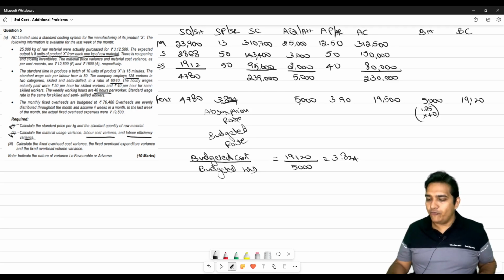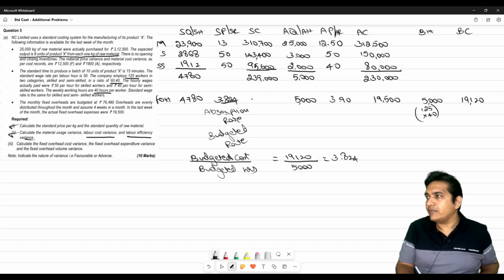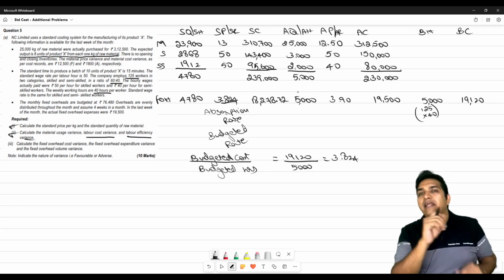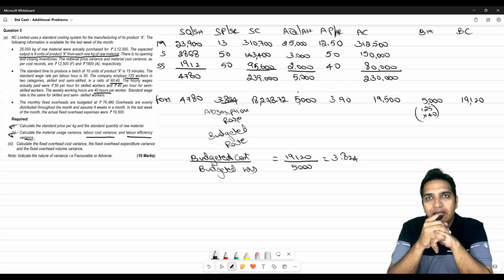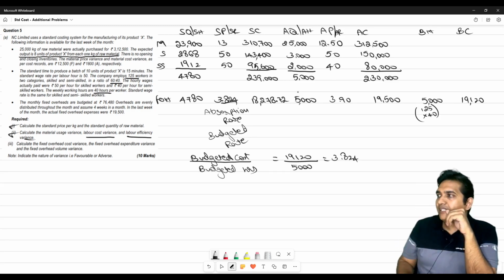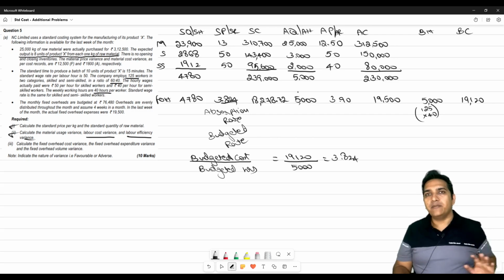So 3.824 multiplied by 4780, we get 18,278.72. Now we have calculated all the information which is required for computing our fixed overhead variances.